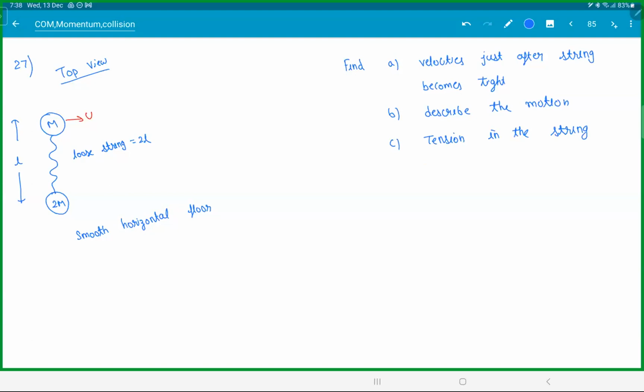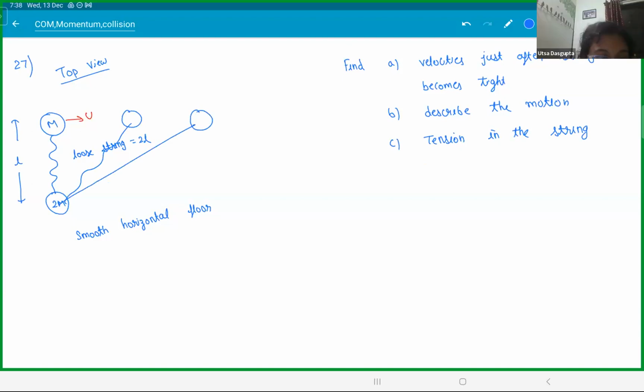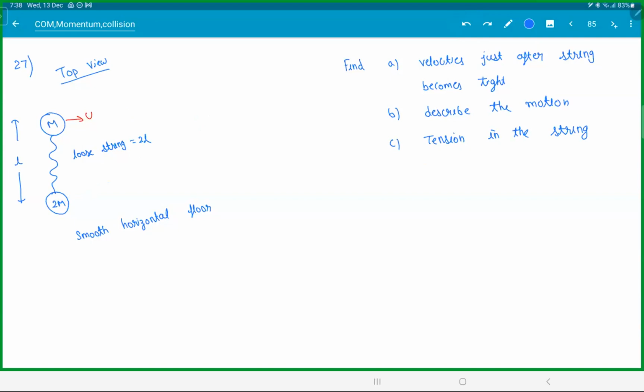Let's get this. First get the velocities. Just to give you an idea what happens, as this ball starts going forward, the string is loose, na? The 2m ball will not move until the string becomes tight. Then horizontally its length will come to √3. I hope the question was clear.